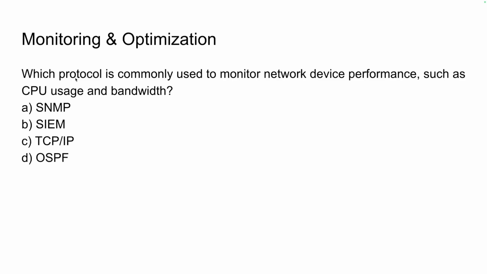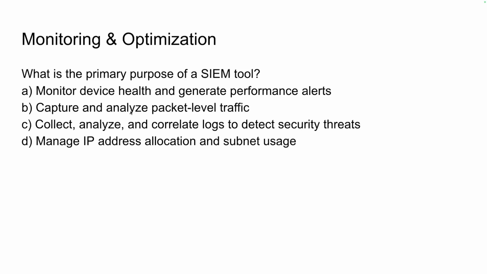So protocol, okay, we're thinking about a protocol. A SIM is a tool. TCP/IP, technically it is protocols, but it has nothing to do with looking at network device performance. And then the OSPF, open source performance monitor or something like that, or no, open shortest path first. That's what it is. Open shortest path first also has nothing to do with monitoring network device performance. So it's the simple network management protocol, and that would be our answer.